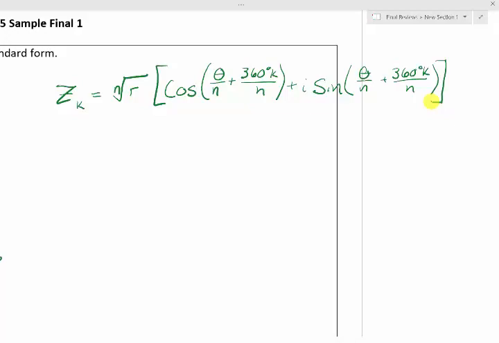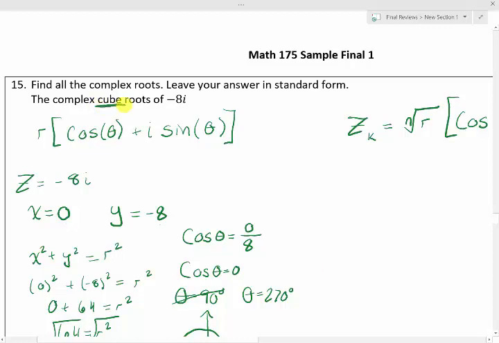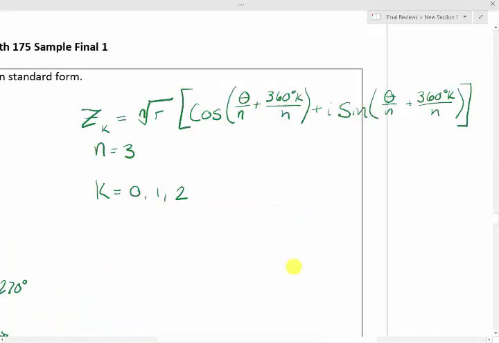Well, n is our number of roots. So we're trying to find the nth root, the cubed root. What number do we use for cube? 3. So n is equal to 3. Our k will be multiple numbers. So our k is going to be equal to 0, and then all the numbers up to 3, but not 3. Or up to our n, but not our n. So 0, 1, and 2. So what we need to do is plug in our n, and plug in our theta, and plug in our r, to find out what z sub k really is, and then plug in each one of these k's.